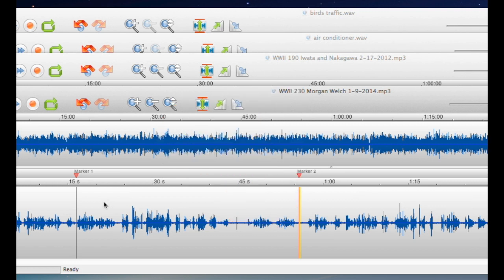You can also have a hypercardioid pickup, and those are usually your shotgun mics, and they are highly directional. They don't pick up sound from the sides very well at all. However, you have to keep it pointed directly at your sound source, so that requires a bit of effort.